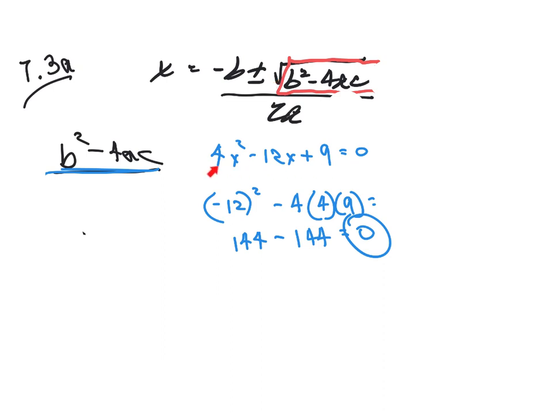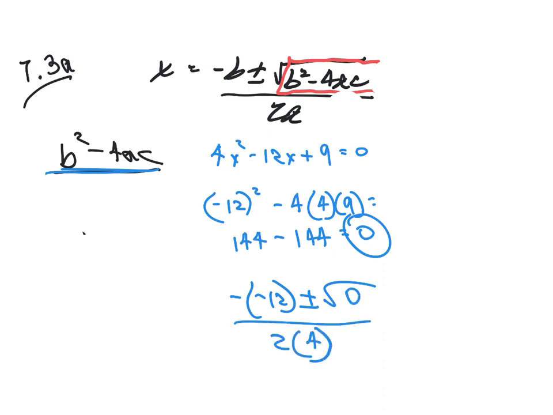So for instance, if we use this equation right here, we would end up with negative 12 plus or minus the square root of 0 over 2 times 4. So 12 plus or minus 0 over 8. Well, 12 plus 0 is 12. 12 minus 0 is 12. So you get two answers, but they're the same thing. So you get 12 over 8 because you added 0, and 12 over 8 when you subtracted. So basically the same answer. So one rational solution.